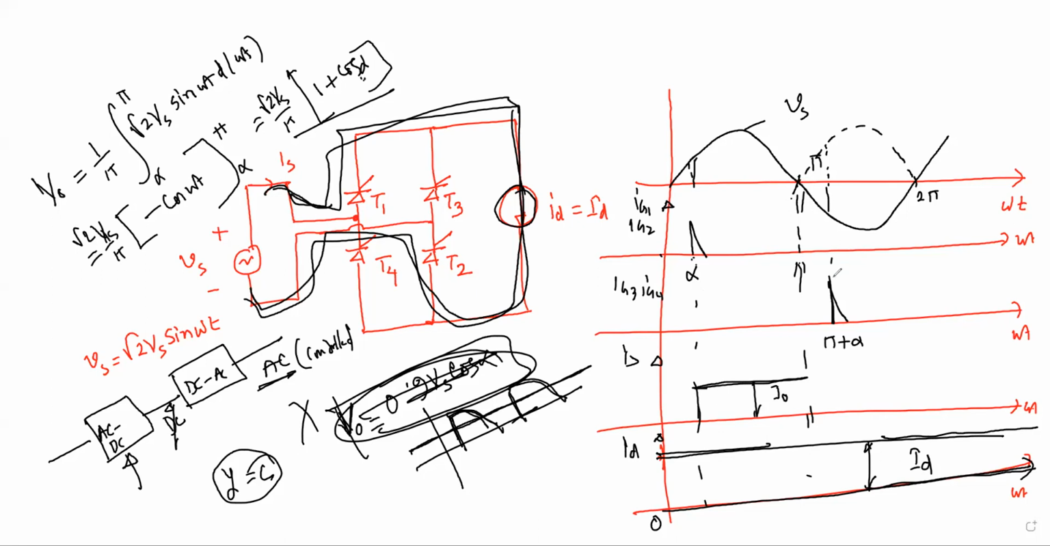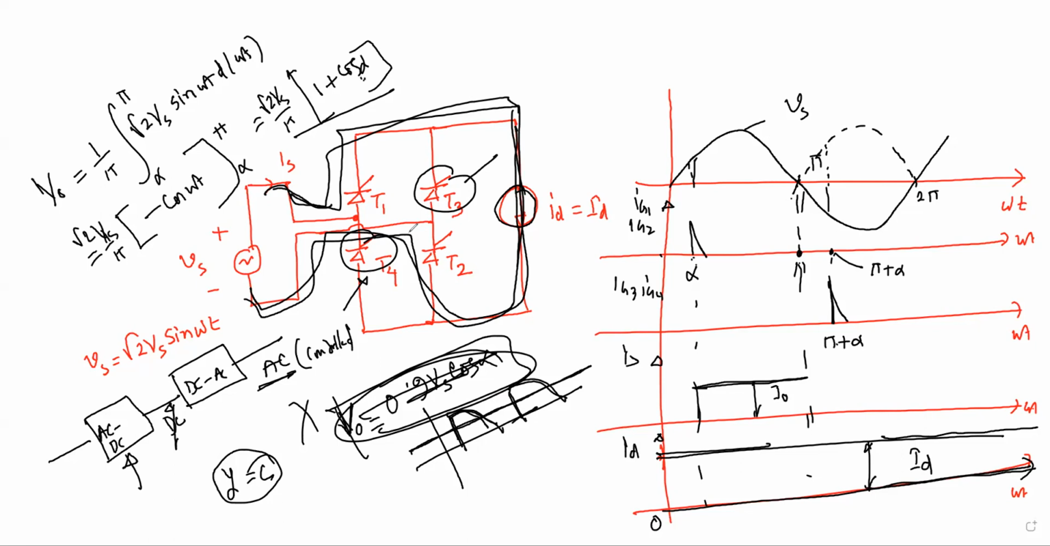Okay, now from pi to pi plus alpha. T3 and T4 are already forward biased, but we have not applied any pulse. So will they conduct? No, sir. Okay, but you have the constant current. Current is not zero. Where will the current go? Then what happens practically? T1 and T2 will conduct until T3 and T4 are fired. Do you understand?